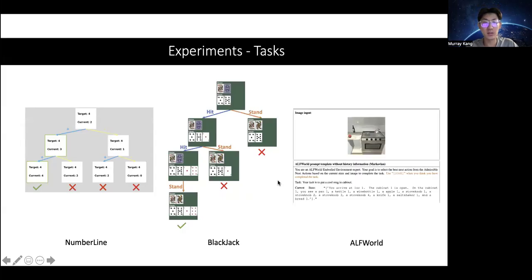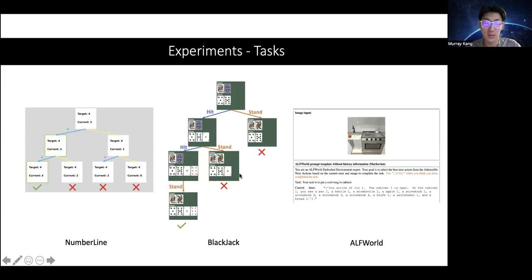Okay, so here are some experiments on text. We experiment on 3 different tasks. The first one is called NumberLine. So this task is easy to understand. Given the initial image, the image contains a target and the current number, and the model needs to select an action from 2 different actions, plus or minus, to reach the target. Yeah, and every time that we take an action, we only minus or plus 1.